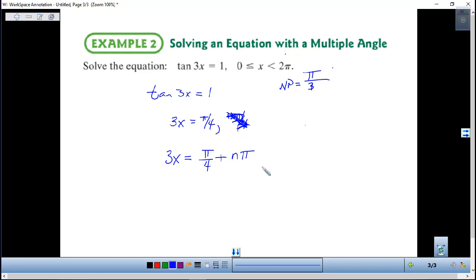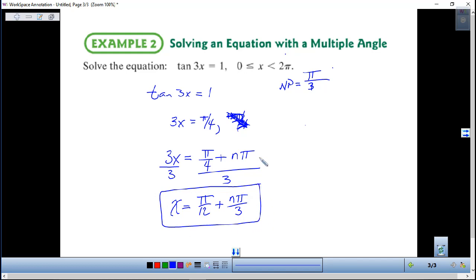Now, when I go and solve this, I'm not looking for what 3x is. I'm looking for what x is. So when I solve for x, I'm going to have to divide everything here by 3. Everything on that side and everything on that side. So x is actually going to equal pi over 12 plus n pi over 3. So that is what your solution is. Now, the reason why I marked out the 5 pi over 4 is because I was thinking on the idea of the 2 pi here.